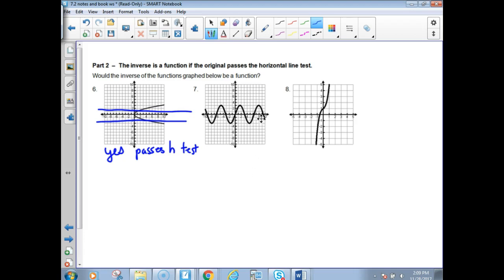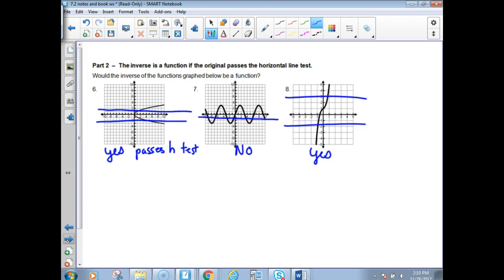Number 7, does it pass a horizontal line test? No. All right, so the inverse of it would not be a function. And number 8, does that pass a horizontal line test? And that's a yes, so its inverse would be a function.